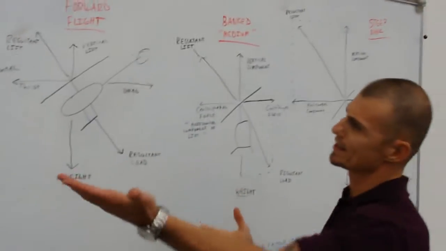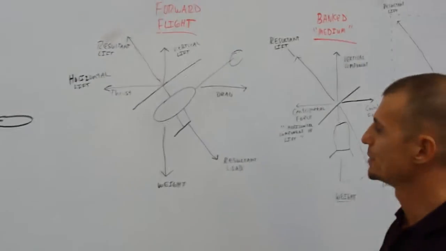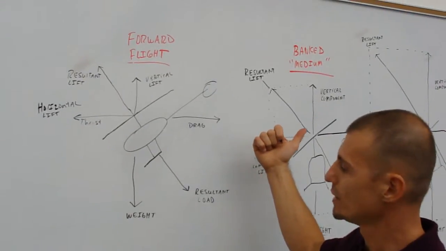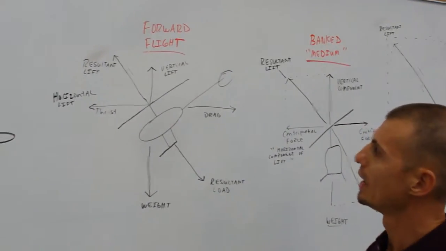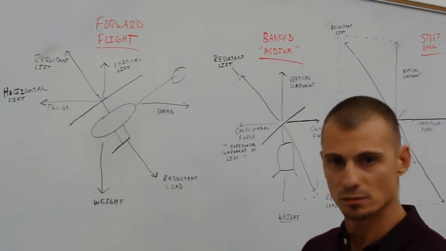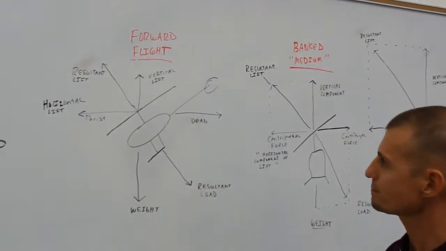Same with the weight and drag as in the former hover demonstration we talked about. Drag is acting opposite of thrust. Weight is acting downward, opposite of the vertical lift. And the two together is your resultant load in this case.